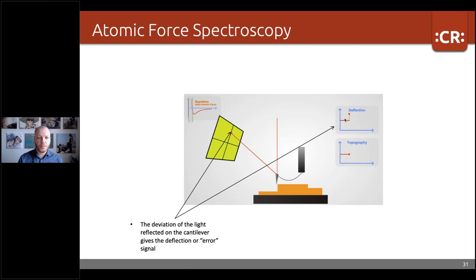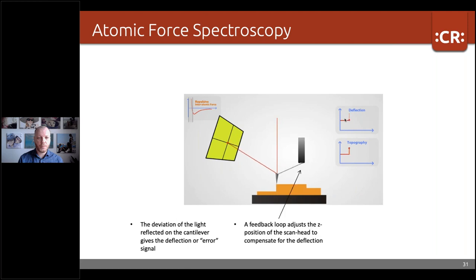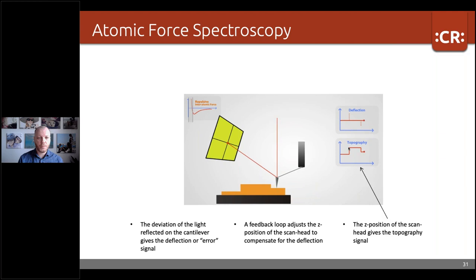And as soon as you get this error or deflection detected, the instrument will respond by compensating the height of the cantilever. And this will then give you the topography signal, so how it will sort of have to adjust for the obstacles on the surface. And the same thing will then, of course, happen on the other side here where it goes down. You get the deflection the other way instead, and that level will be compensated.